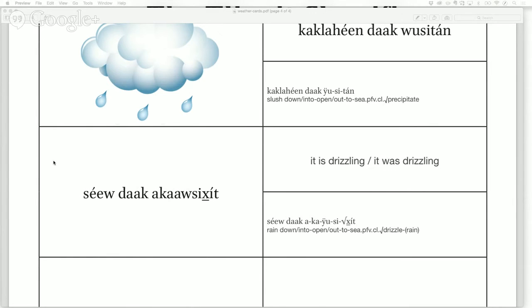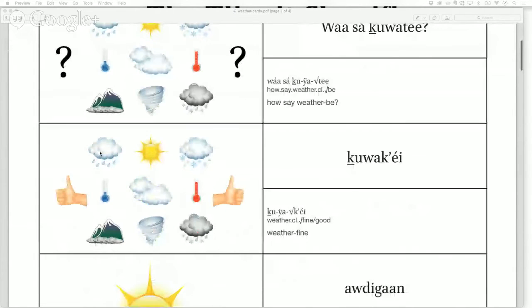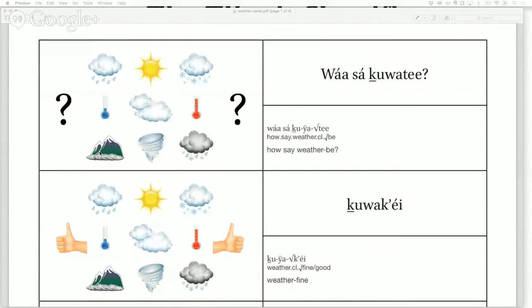So instead of fine rain, that's drizzle. It's real intermittent. Then there's a few others, like for it to rain in squalls, and you can keep going with these weather verbs and how we talk about them.